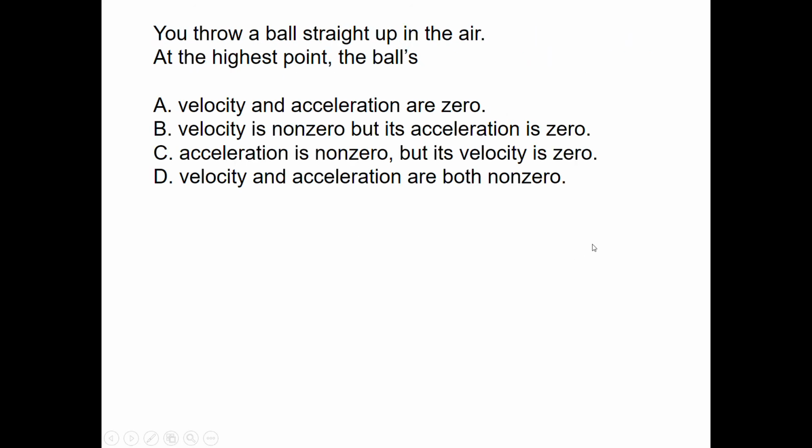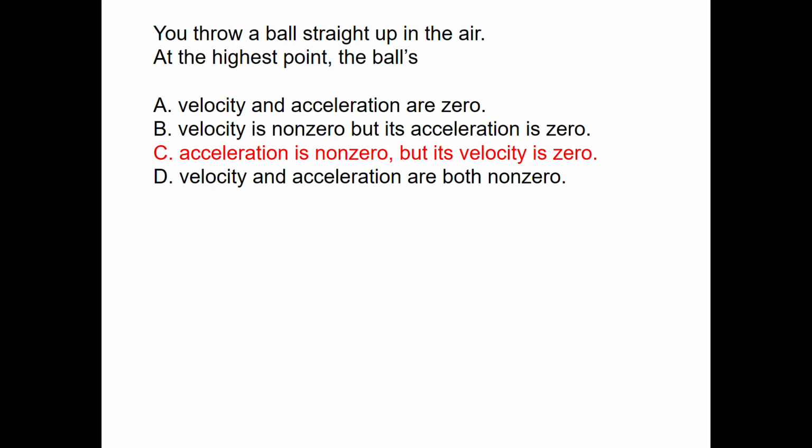All right. Finally, you throw a ball straight up in the air. At the highest point, which of these is true about the ball's velocity and acceleration? Velocity and acceleration are both 0 at the highest point. Velocity is non-zero, but acceleration is 0. I guess we have all possibilities here. Which one is true at the highest point while it's in free fall? All right, the answer is the acceleration is non-zero, because when it reaches its highest point, it's still in free fall.